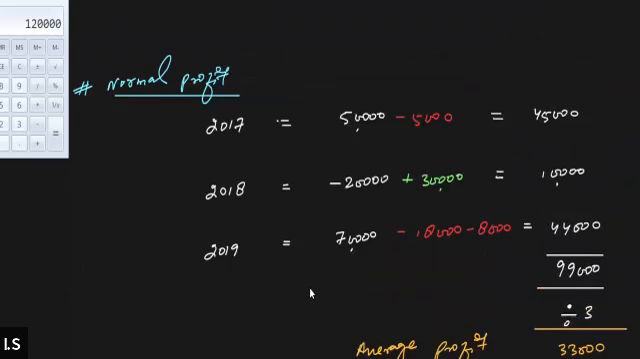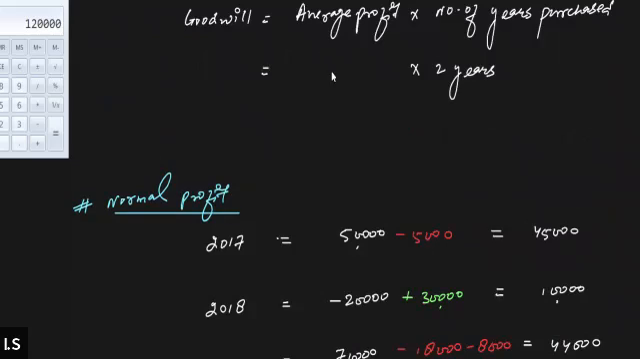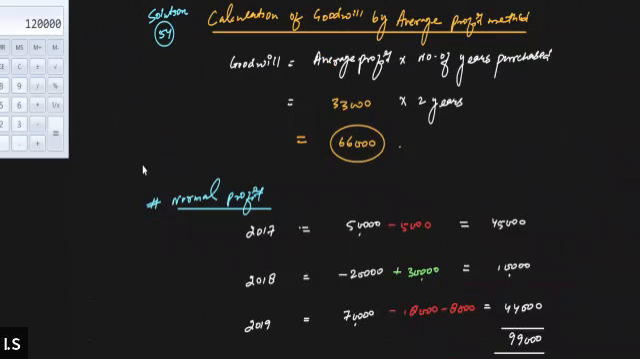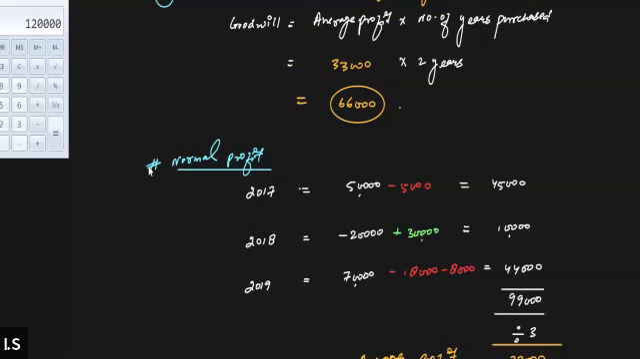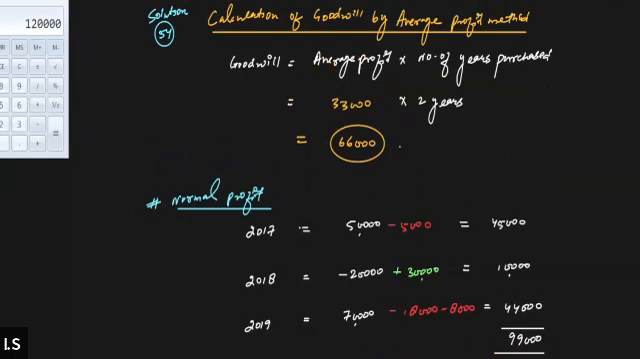And then multiplying it with the number of years purchase, 33,000 into 2, we will get 66,000. I hope it is clear to Saf and you as well. Yes, sir. Saf already dropped the session. Okay.